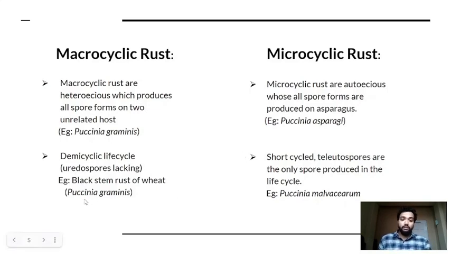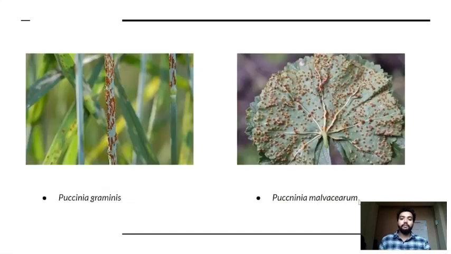Puccinia graminis is also known as the black stem rust of wheat. Now, if we come to the microcyclic rusts, microcyclic rusts are generally autoecious rusts whose spores are all formed on only one host, for example, Puccinia asparagi. They show short-cycled life cycles, and teliospores are the only spores produced in the life cycle. An example is Puccinia malvacearum.